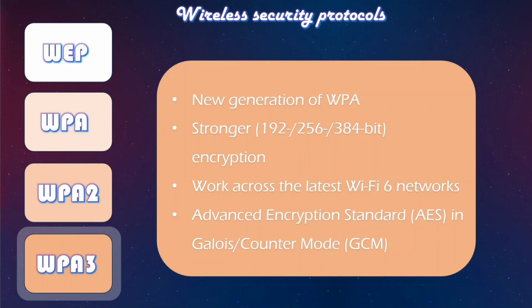WPA3. A new generation of WPA, known as WPA3, is designed to deliver simpler configuration and even stronger 192 or 256 or 384-bit encryption, and it is much more secure than the previous protocols. It is also meant to work across the latest Wi-Fi 6 network. WPA3 incorporates the Advanced Encryption Standard (AES) in GCM, which is a stronger encryption algorithm compared to the AES CCMP.